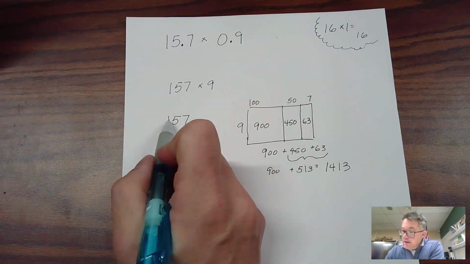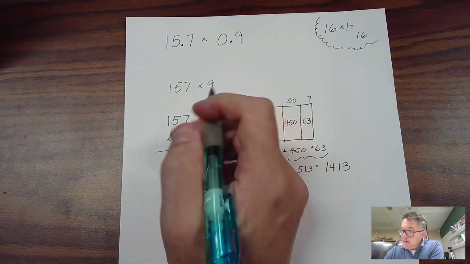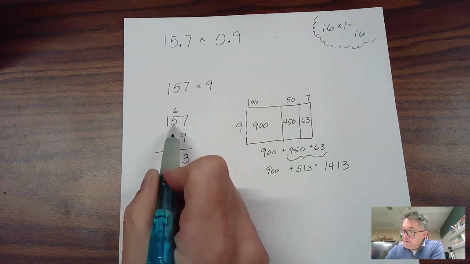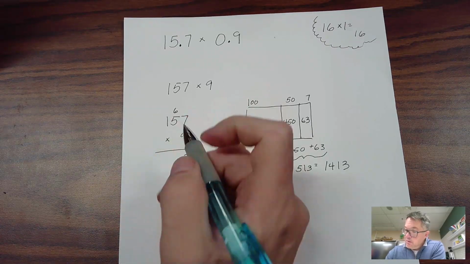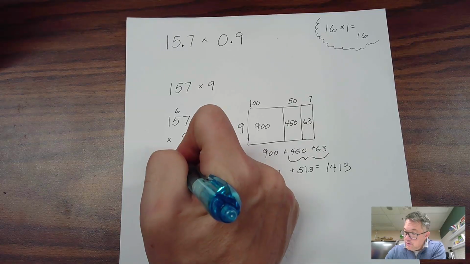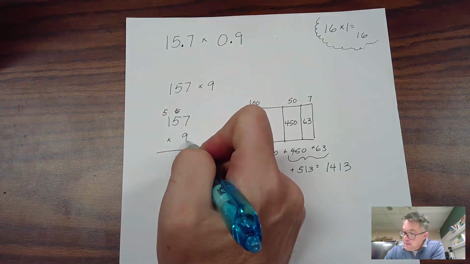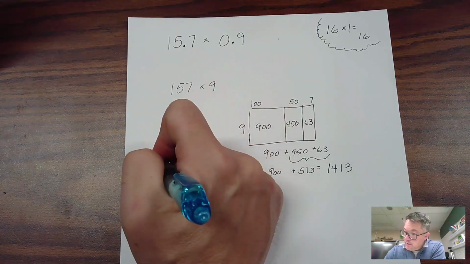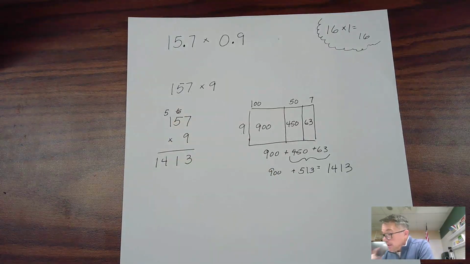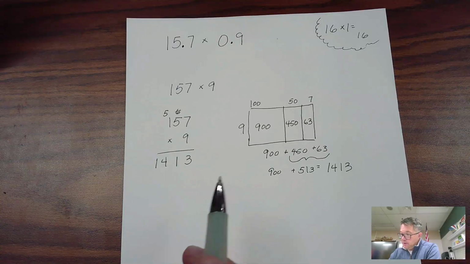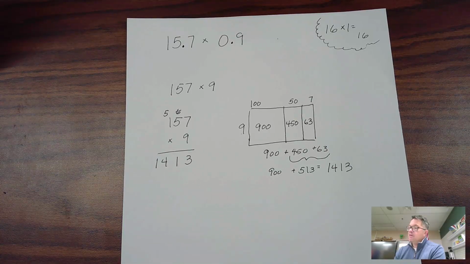So now if I go ahead and do the algorithm, 157 times 9: 7 times 9 is 63. Regroup those 6 tens. 5 times 9 is 45, plus 6 is 51. Regroup those 5 hundreds. 1 times 9 is 9, plus 5 is 14. So I can see that I have the same product of 1,413, but now I've got to place my decimal.